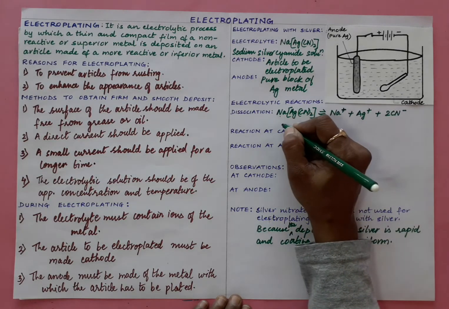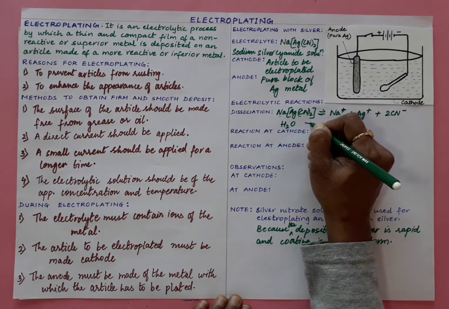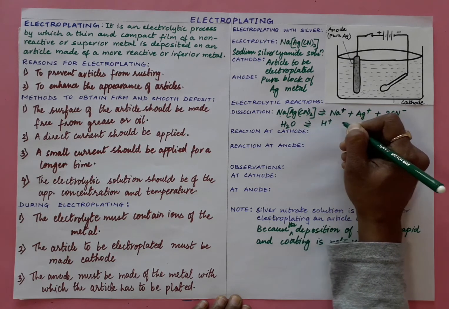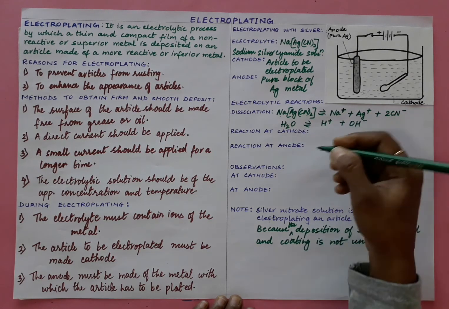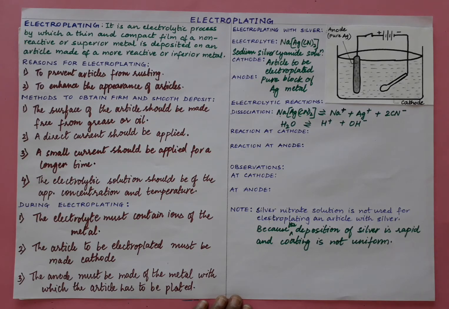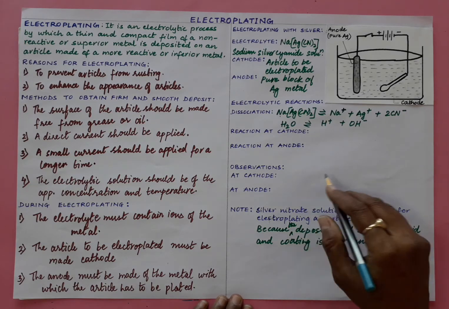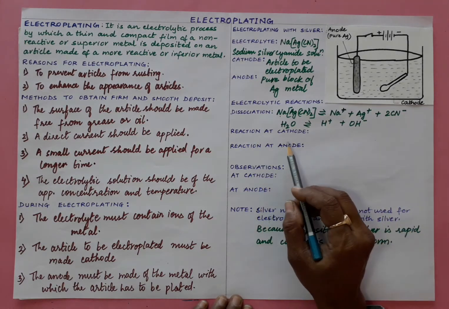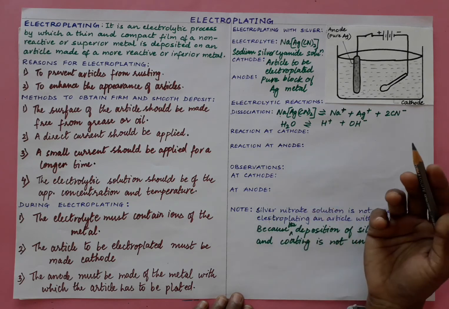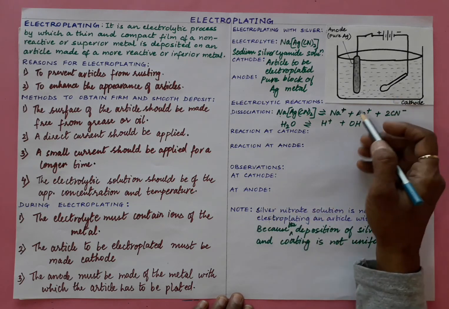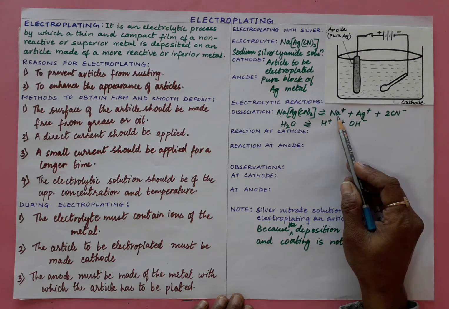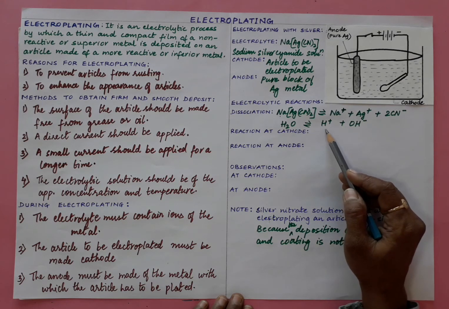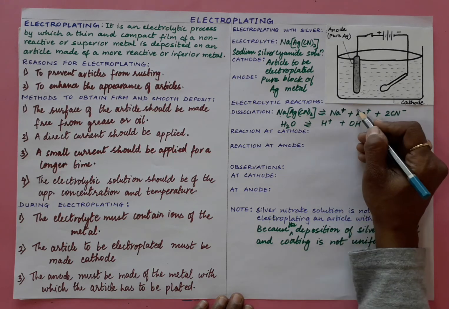Right, so this is how it will dissociate, and we have these many ions, and in this we also have H plus and OH minus ions. So there are so many ions present in the electrolyte. Now let us understand what happens at cathode and anode. Which ions will get discharged at cathode? Here the cations present are Na plus, Ag plus and H plus. 3 cations are there, but which one will get discharged?